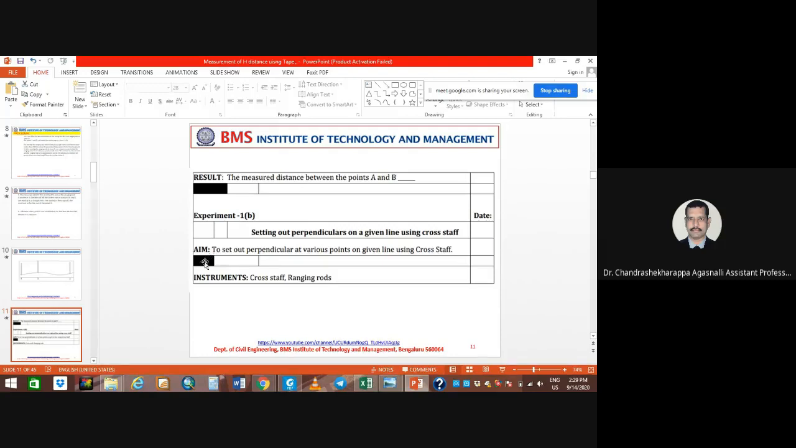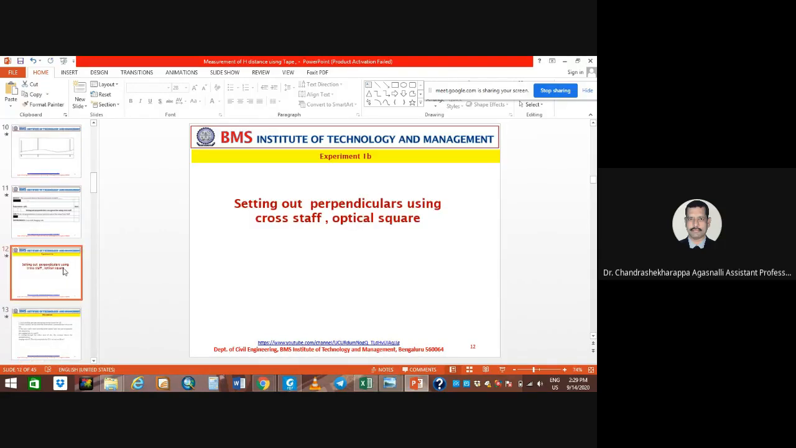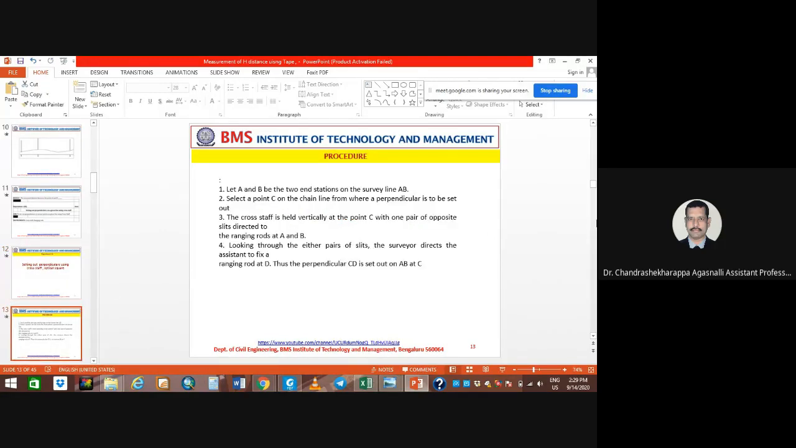Okay, yeah, this is set out on the right. This is the procedure you need to follow. Let A and B be the two end stations of survey line AB, and select a point C on the chain line from where the perpendicular is to be set out.